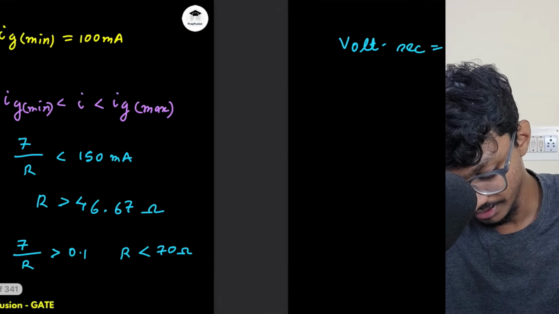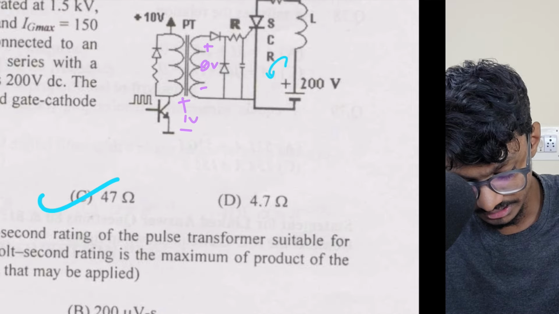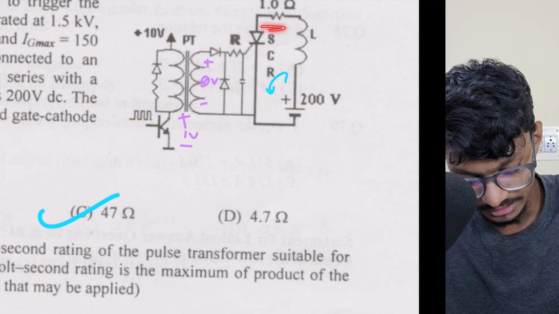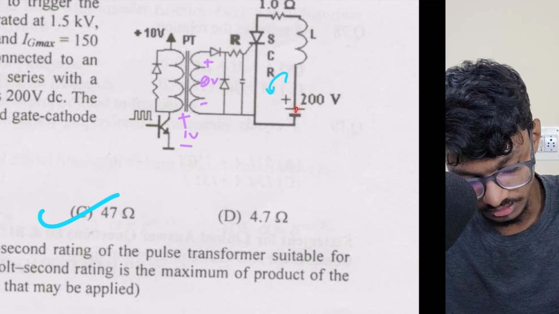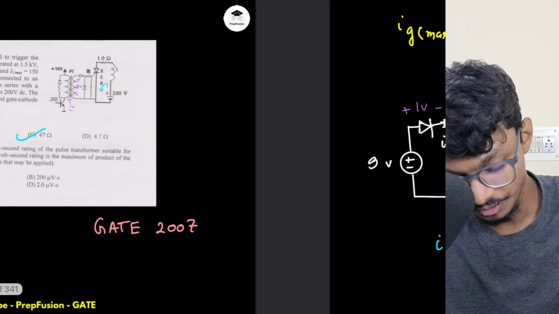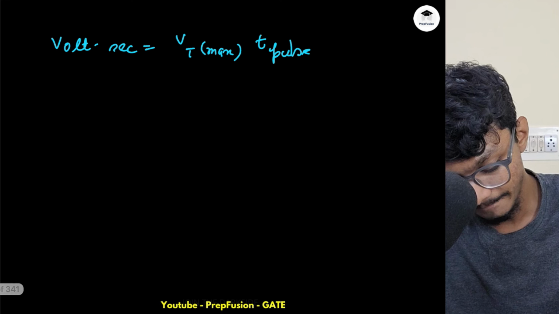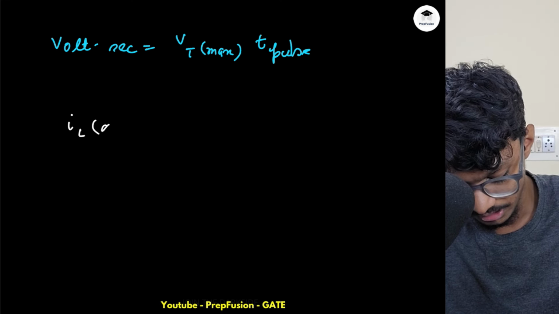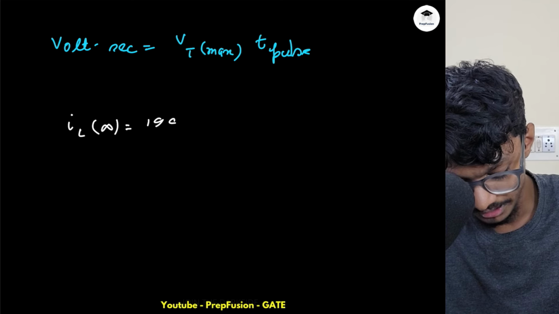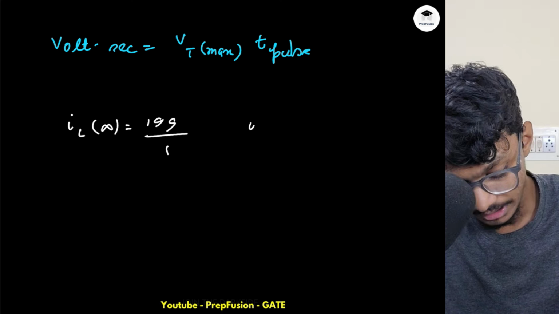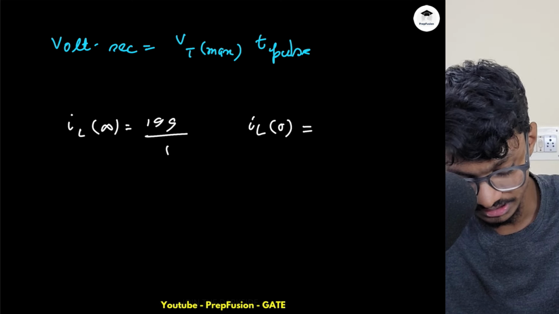So what is this drop? Here there is a drop of 1 volt for this SCR, and there is a resistor and an inductor. So this is a series RL circuit, and there is a 1 volt drop because this SCR will be turned on. The equation of the current will be what? My I L infinity will be simply 199 by 1 ohm, because that was 200 volts, and I L 0 is simply 0, because initially there is no flux.